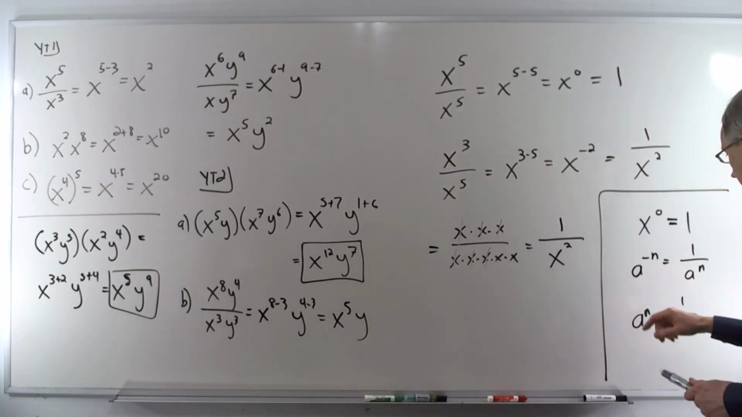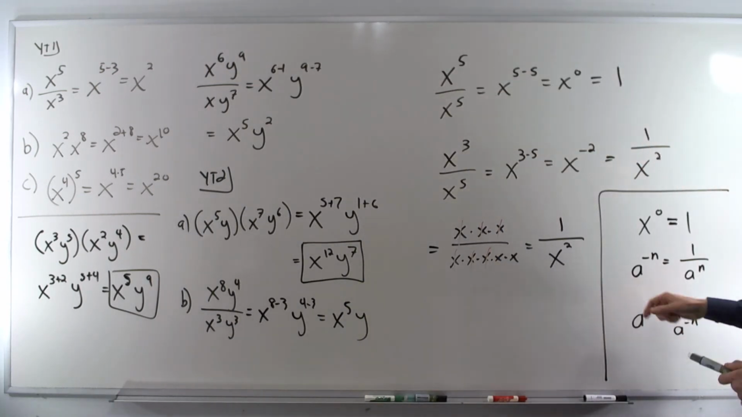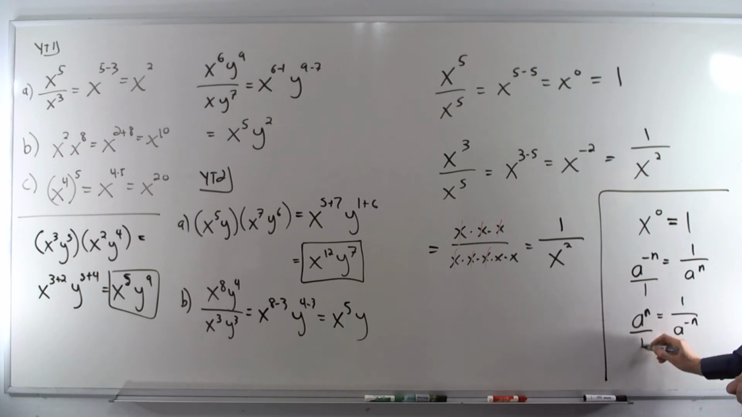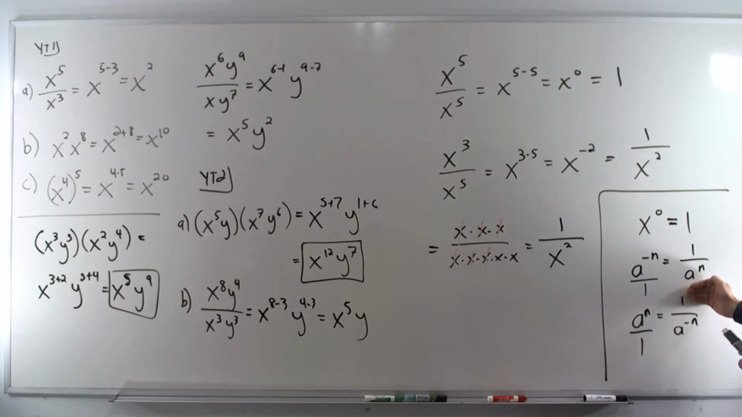Now keep in mind that anything can be written over 1, so just consider these to be a to the negative n over 1. So this a to the negative n is in the numerator. And when we move it to the denominator, we change the sign on the exponent. Same thing happens here. We can go from negative to positive or from positive to negative. So whenever you have an exponential expression and you move it across the divisor line, change the sign of the exponent. So to help you remember, when you cross the line, change the sign.